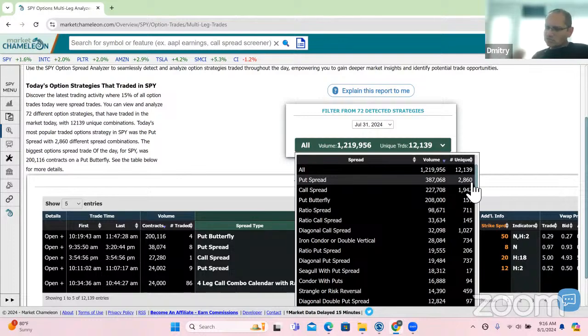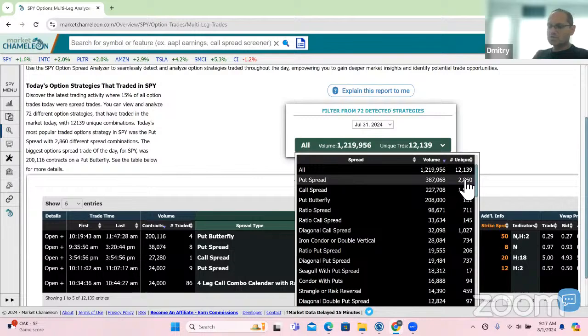And this gives you another indication of what strategies are popular, right? Well, it's not just volume, because I could have one trade with one big volume. Like this could have been just one trade, 387,000. So it's big volume, but that doesn't mean that it's very popular in terms of different people or combinations of trading. So the unique combinations give us another indication that in SPY, put spreads themselves seem to be a popular strategy. We had 2,860 different combinations that we detected.